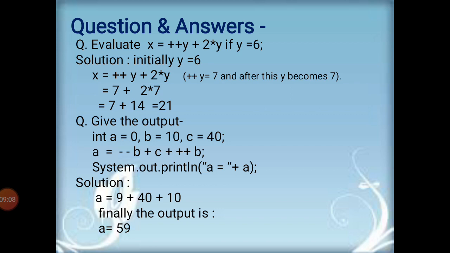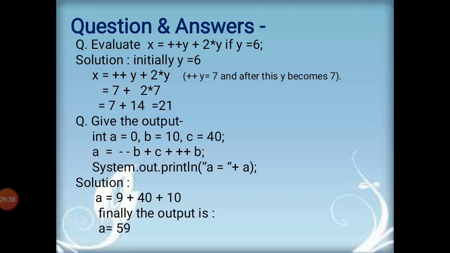Okay. Now the second question is: give the output of this question. Here int a is equal to 0, b is equal to 10 and c is equal to 40. a is equal to minus minus b plus c plus plus b. Now in the same way, here prefix operators are used, minus minus b and plus plus b, but one time it is minus minus and again it is plus plus.